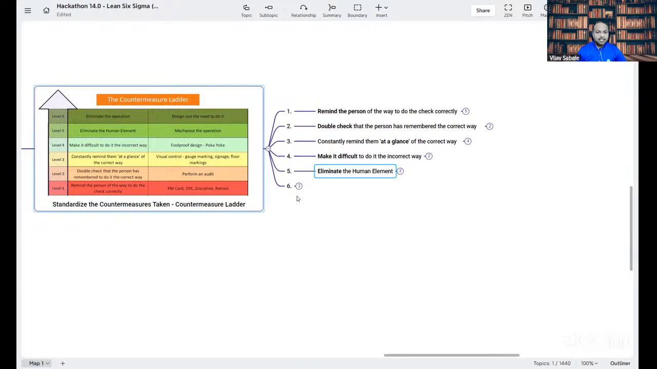And the last countermeasure, we can call it the strongest countermeasure level, where we are going to eliminate the operation because of which we are creating the problem, right?